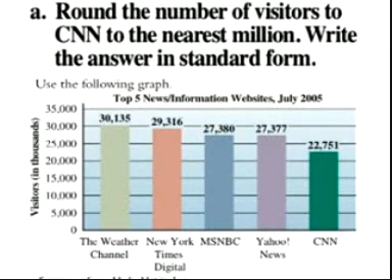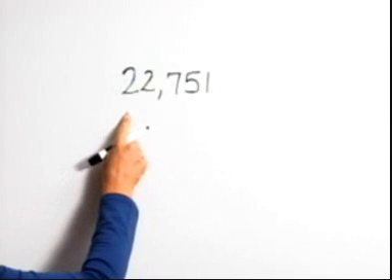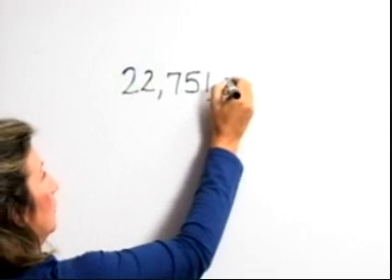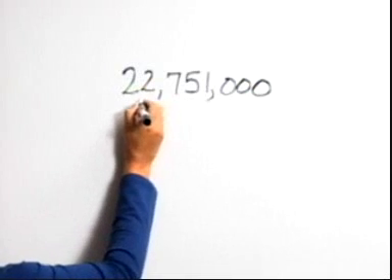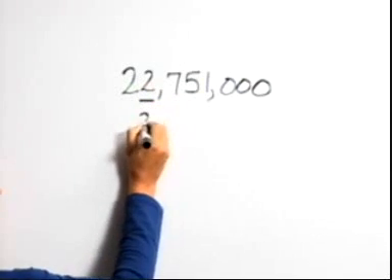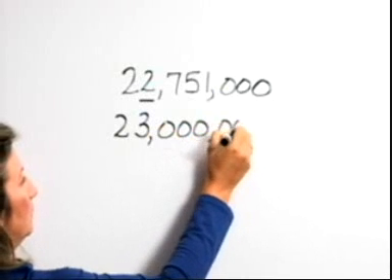We're given the top 5 news information websites, and we want to round the number of visitors who visited CNN to the nearest million, and then write that answer in standard form. We were given that there were 22,751, but it's in millions, so we need to change this to millions. We want to round it to the nearest million, so we're going to round the 2 by looking at the 7. The 7 says to round the 2 up to a 3, and so the answer is 23 million.